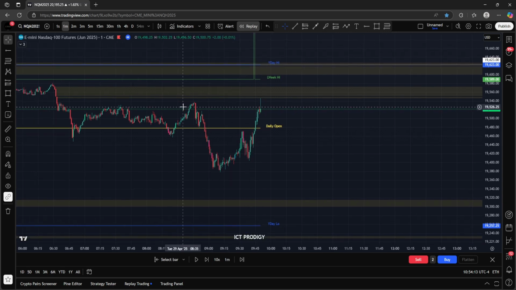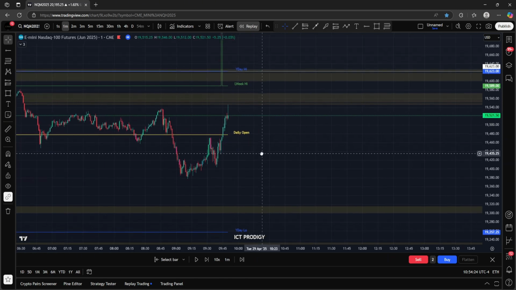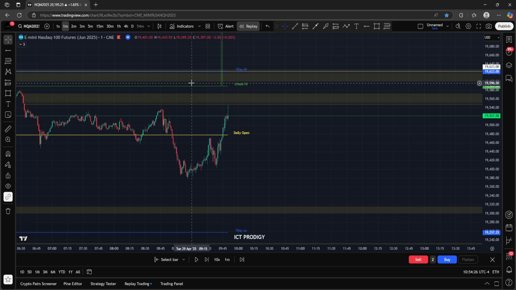We want to see nice clean moves, algorithmic moves, none of this chop fest. Avoid chop fest at all costs. You don't want to be any part of that. You want to see nice clean, just from A to B in 20 minutes, get paid and get out.